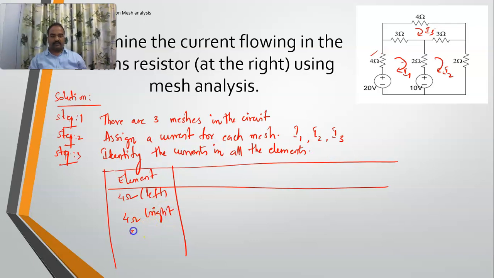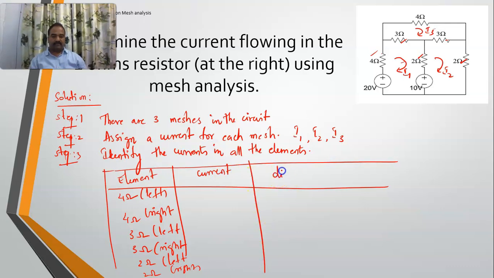There are 2 3 ohms resistors. One is on the left, the other one is on the right. This is on the left, this is on the right. And there are 2 2 ohms resistors. One is on the left, the other one is on the right. Isn't it? So for all these elements, I will identify the current which is flowing in there, and I will also mention the direction of current here.